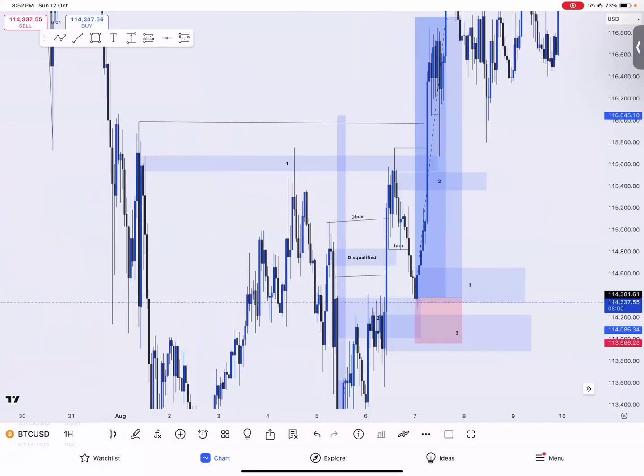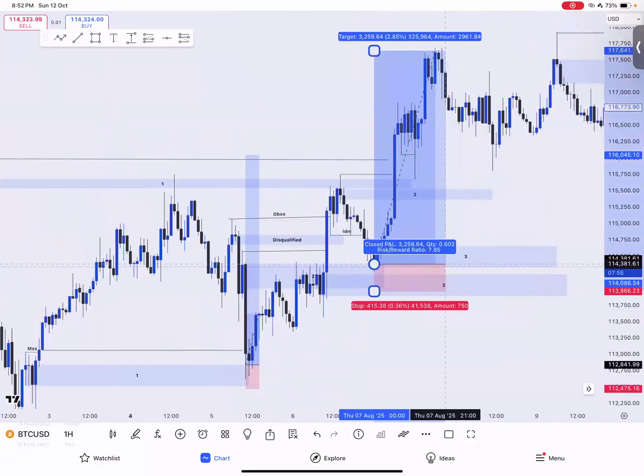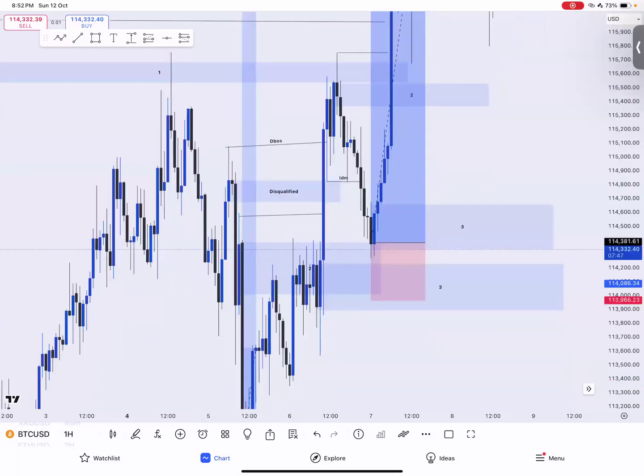The one closest to our inducement. It was the one closest to where our inducement is. Our inducement is right here. Since it has already touched this breaker, it already disqualified the breaker. It's now left for this breaker and this OB. But since the breaker block is closest to the inducement, that's the one we picked our entry from.